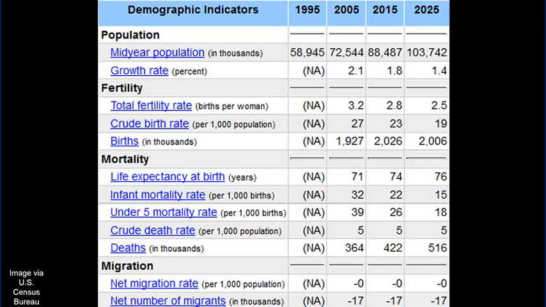Return to our next case, in which we see a growing population evident in that mid-year population, but also with that growth rate at 1.8%. And so the growth rate's starting to slow down. So you're seeing transition, you're seeing change.